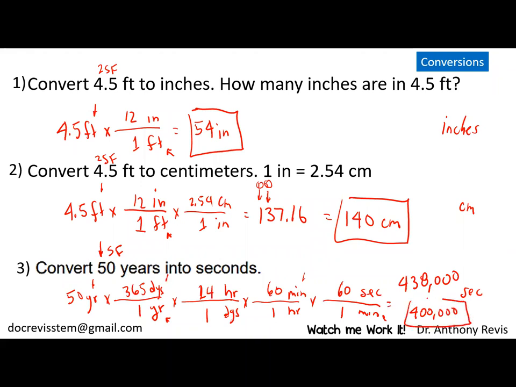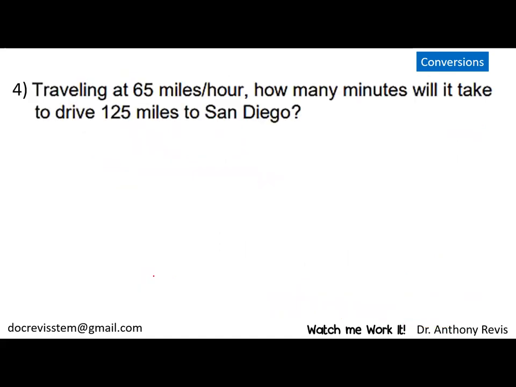So this is reported to one sig fig, if you assume that 50 years is an exact number. Years are typically considered to be exact numbers unless you start to do some of the calculation. Let's do another one here. Traveling at 60 miles an hour, how many minutes will it take to drive 125 miles to San Diego?